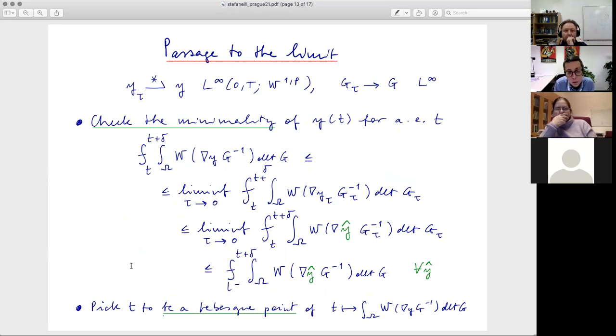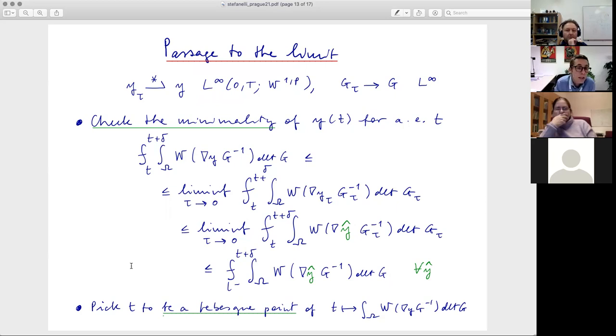So our point is now to check the minimality. These convergences, and the compactification property through this nonlocal operator K, are enough to pass to the limit in the growth dynamics. But what about the y, so the deformation?